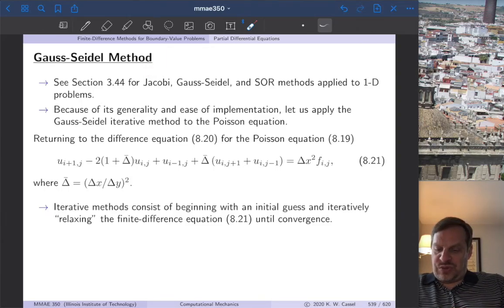This section number should be just 3.4, not 44. So you can change that.